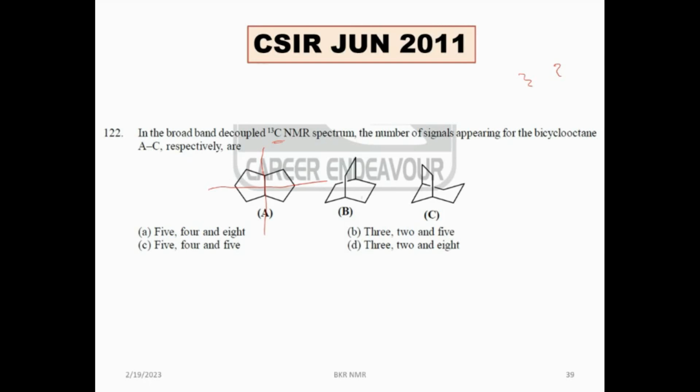ஒரு குவாட்ரண்ட்ல இருக்கிற கார்பன் மட்டும் கவுண்ட் பண்ணா போதும். சோ ஏன்னா எல்லாமே சேம். சோ 1, 2, 3. சோ மாலிக்யூல் ஏக்கு 3 சிக்னல். அப்ப ஆப்ஷன் ஏ தப்பு, ஆப்ஷன் சி தப்பு.